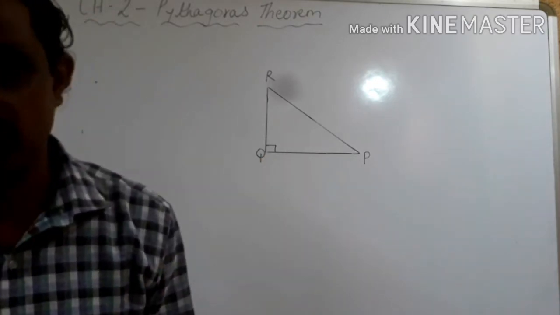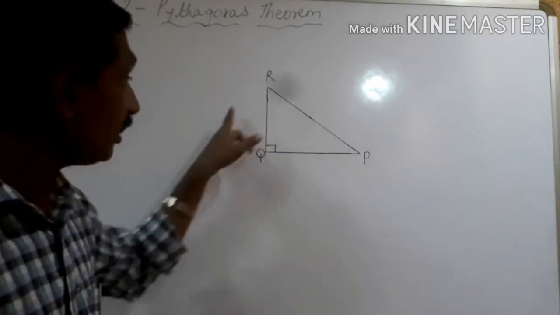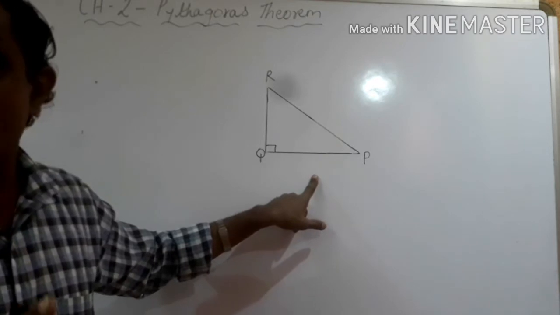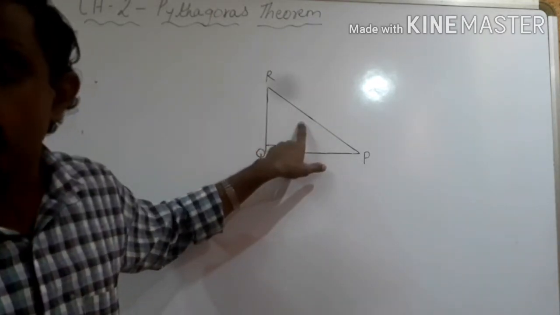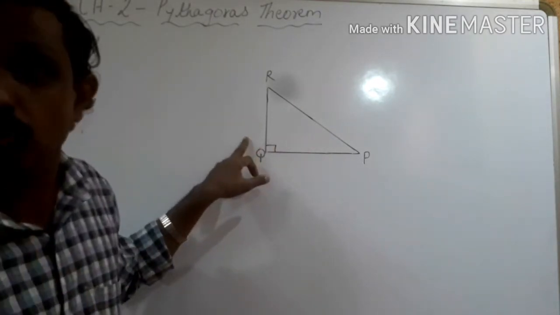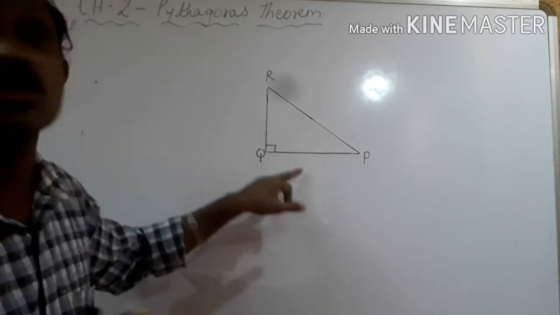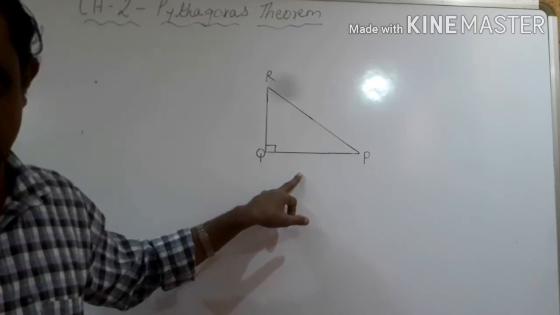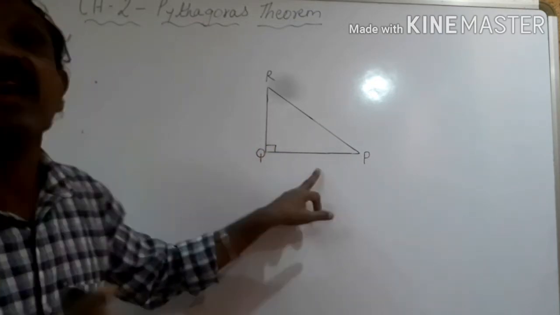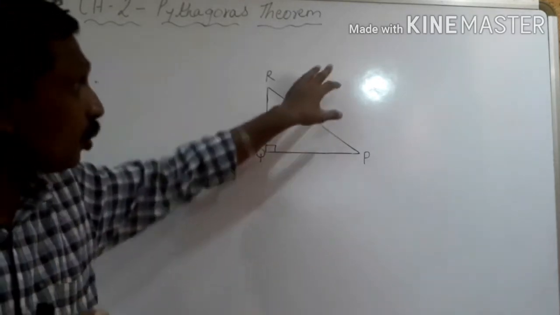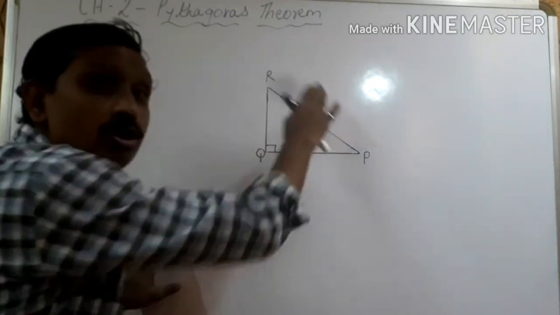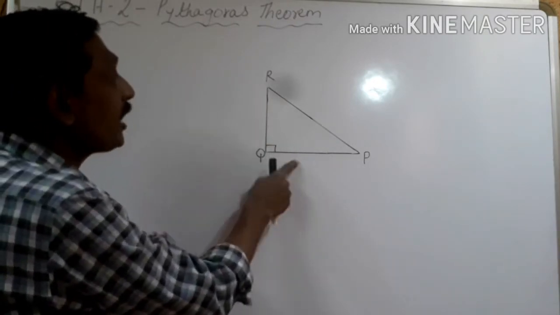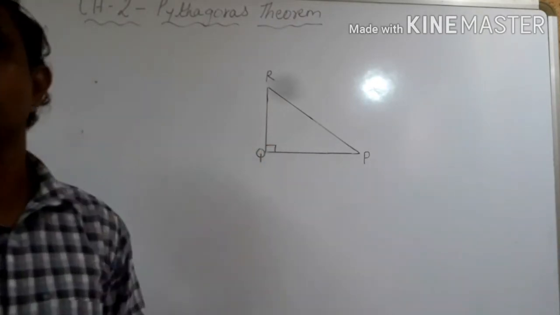What does it state? It states that in a right angled triangle, the square of the hypotenuse is equal to the sum of the squares of the remaining two sides. I repeat, in a right angled triangle, the square of the hypotenuse is equal to the sum of the squares of the remaining two sides.